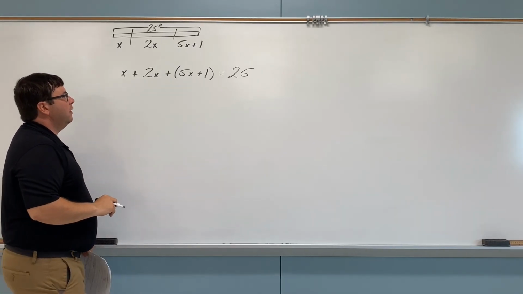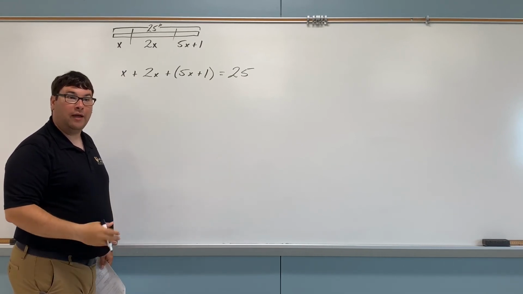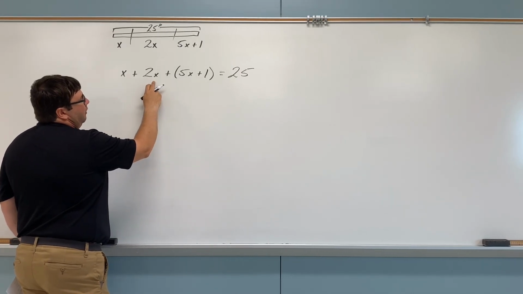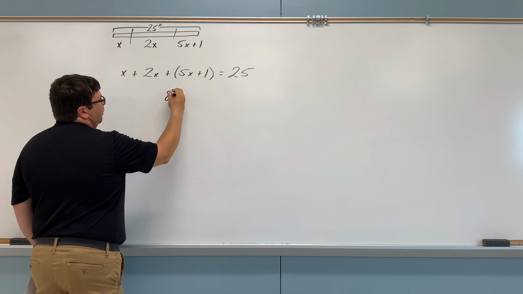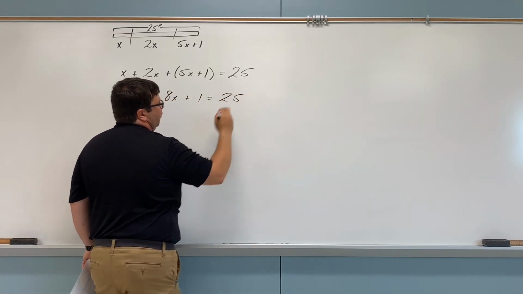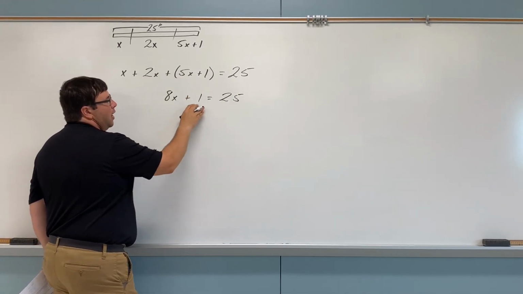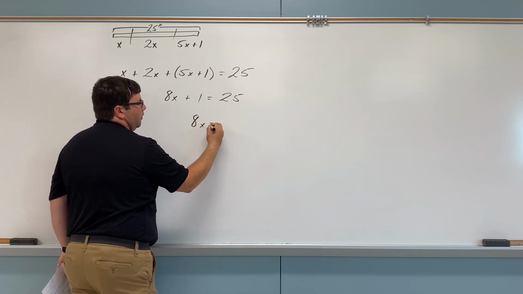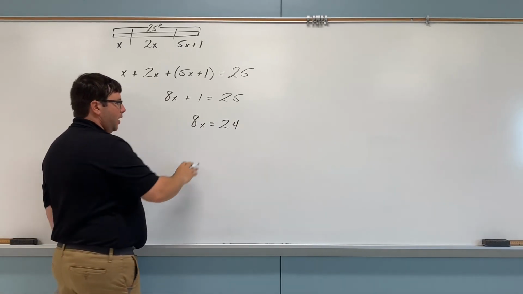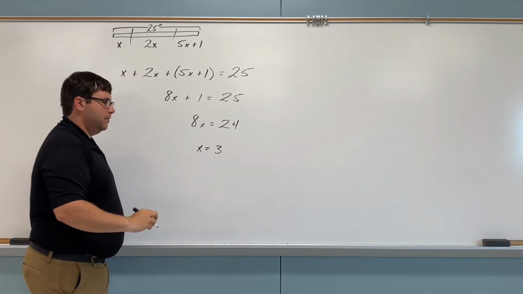When you put all of these pieces together, we know that they are equal to 25 inches. And what that means for us is now we can go ahead and take this equation and solve for that first piece, find out what x happens to be. So let's do that. So I have x plus 2x is 3x plus 5x. I have 8x plus 1 is equal to 25. So I just combine my x's. Subtract your 1, I have 8x is equal to 24. Divide by 8, x will equal 3.